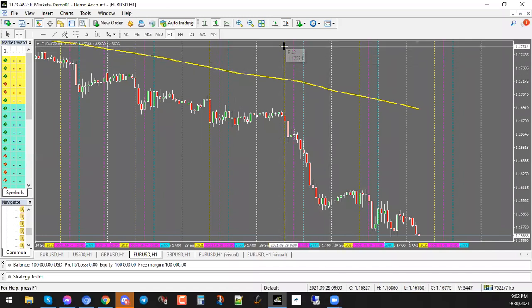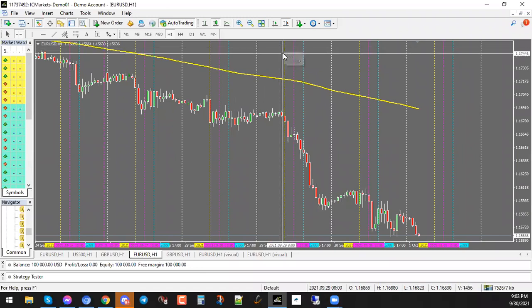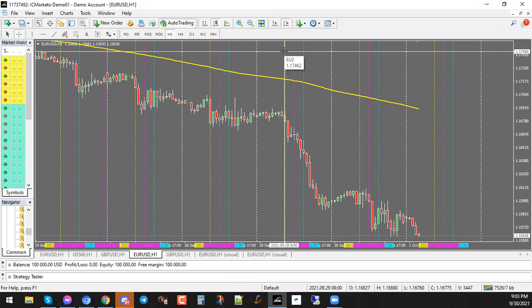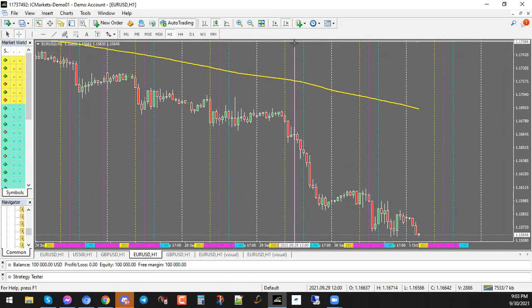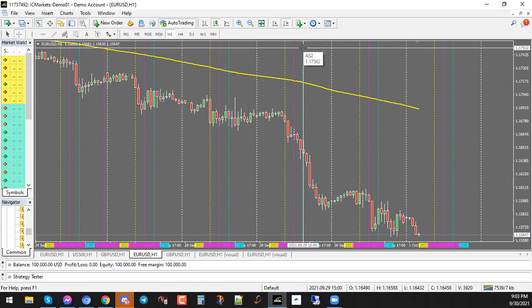So the yellow line is on 9 GMT+3, which is basically 2 a.m. Eastern Standard. So for now, let's use Eastern Standard Time, okay? So this is 2 a.m. Eastern Standard, basically the beginning of the European session. This is 5 a.m. Eastern Standard, basically lunchtime in the European session. And this is 8 a.m. Eastern Standard, and this is basically the open of the US session.